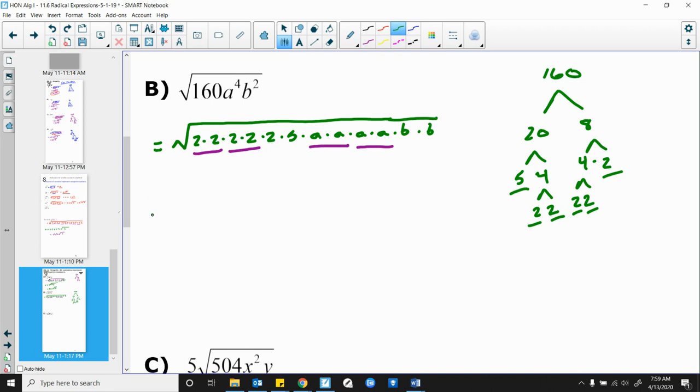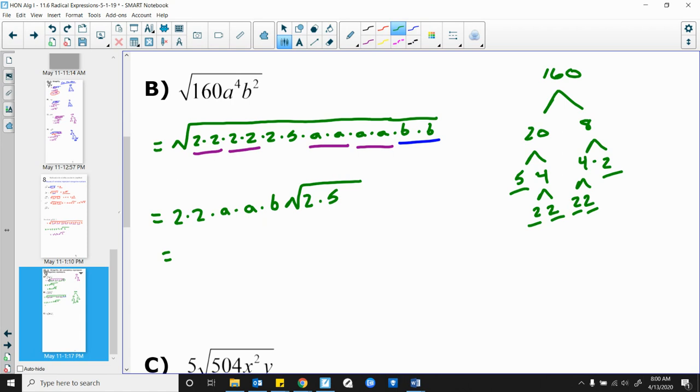Remember, though, when it leaves the radical sign, it becomes 1. So I'm going to have a pair of 2's times a pair of 2's times a pair of A's times a pair of A's. Oh, I did have a pair of B's, too, that I forgot. So times B. And then inside the radical, which is whatever's left, which is 2 times 5.